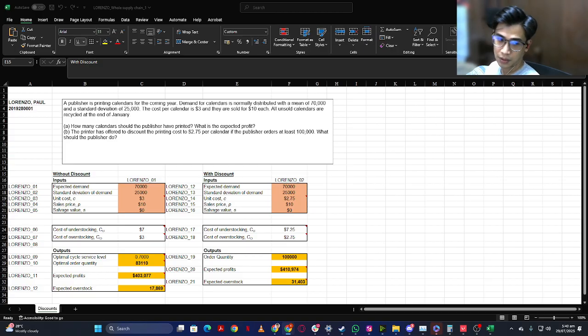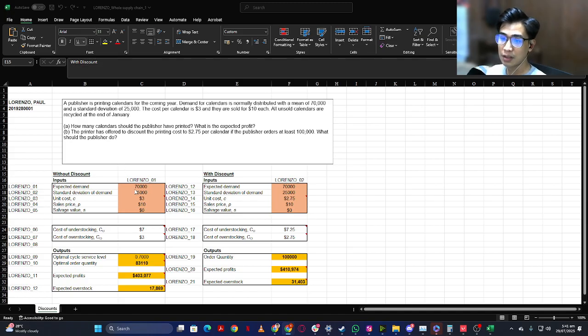All right, so the questions to answer are A and B, which is how many calendars should the publisher print and what is the expected profit. And question number 2 is, if the printer offers a discounted cost of $2.75 per calendar for a minimum order of 100,000, what should the publisher do? So let's do part 1 first, the one without discount.